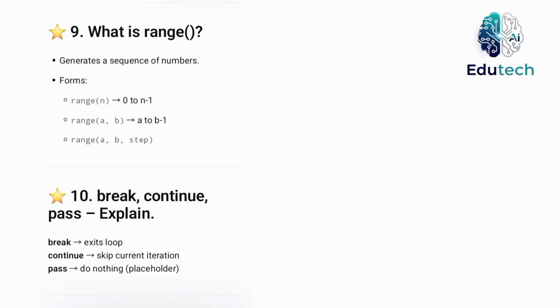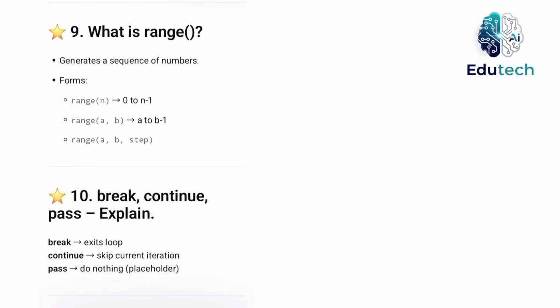What is range? Generates a sequence of numbers. Forms: range(n) is 0 to n minus 1. Range(A, B) is A to B minus 1. Range(A, B, step).